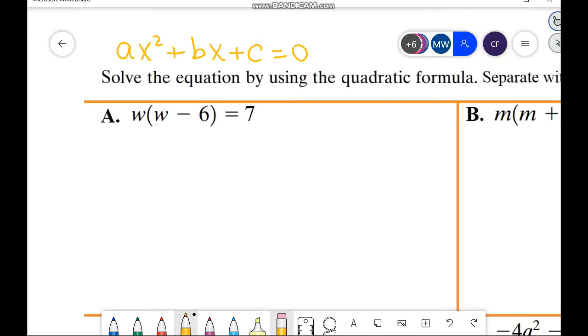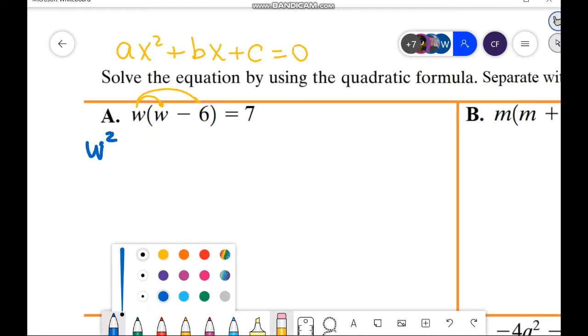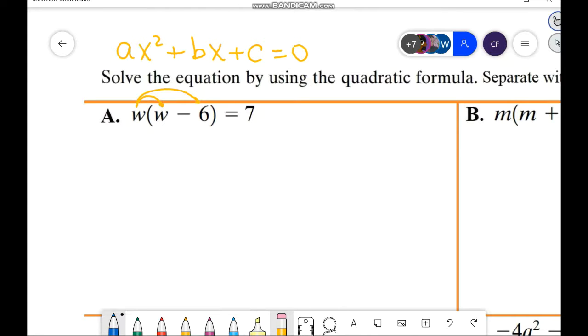You can find by applying the first thing, apply the distributive property, and then you have w times w squared. W times negative 6, minus 6w. And we can move this positive 7 to the left hand side of the equation, becomes a negative 7. Minus 7 equals 0. Now this is in the right form. Check this.